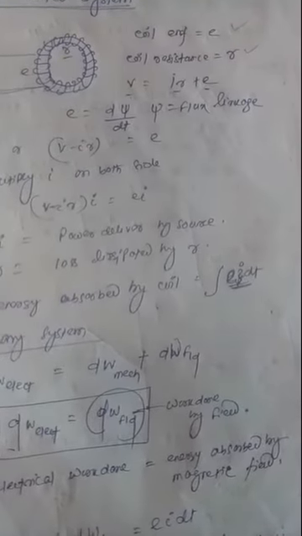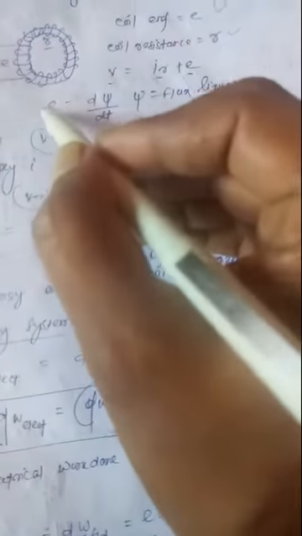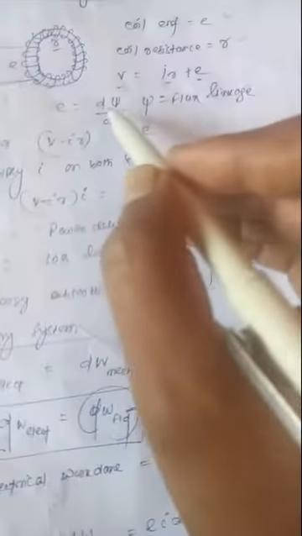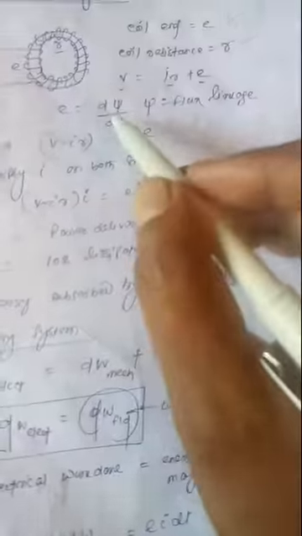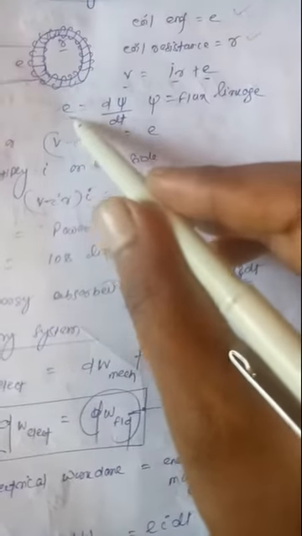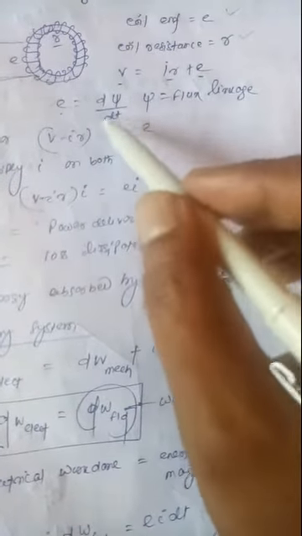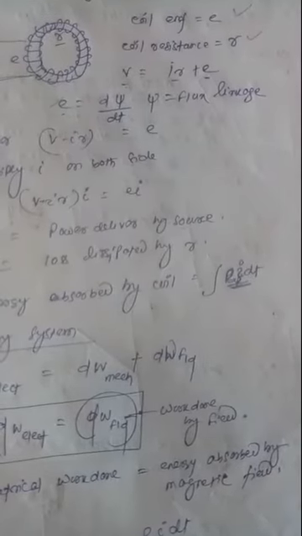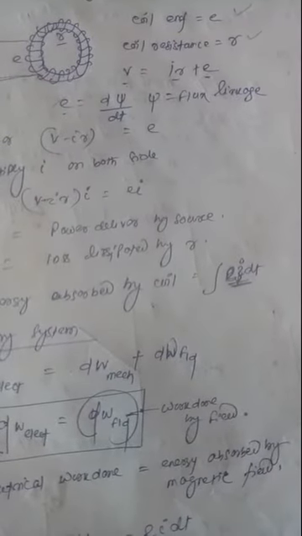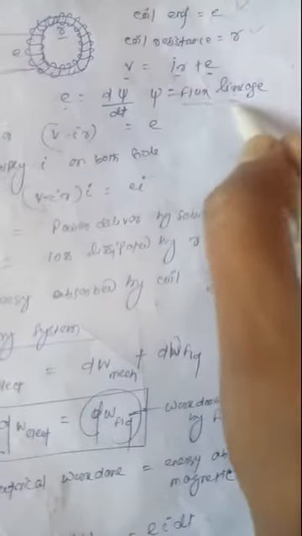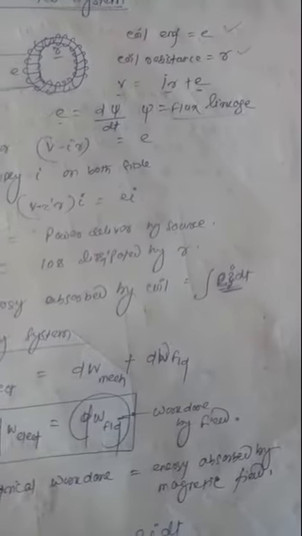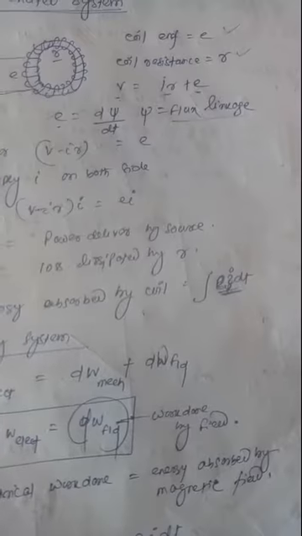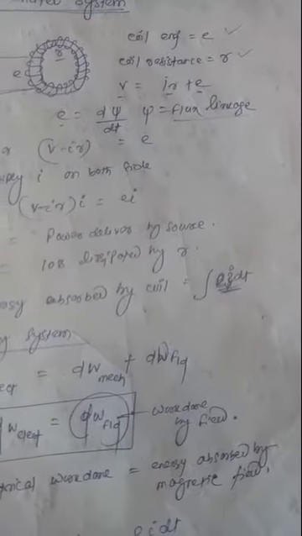Okay, so as we know, according to Faraday's laws of electromagnetic induction, E is equal to d psi by dt, where psi is your flux linkage. So EMF will be produced when there is a rate of change of flux linkage with the conductor. Here psi is the flux linkage, N phi, where N is your number of turns and phi is your flux. So the total flux linkage is equal to N into phi.